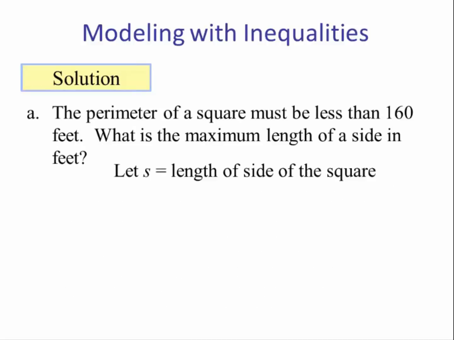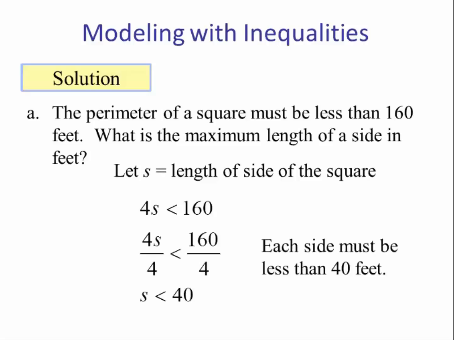Solution. A. Let S be equal to the length of the side of the square. A square has 4 equal sides, and the perimeter is the length of all the sides added up, so the perimeter is 4S. We want the perimeter to be less than 160, so we have the following inequality. To solve for S, we divide by 4, and S is less than 40. So to answer the problem, we say each side must be less than 40 feet.